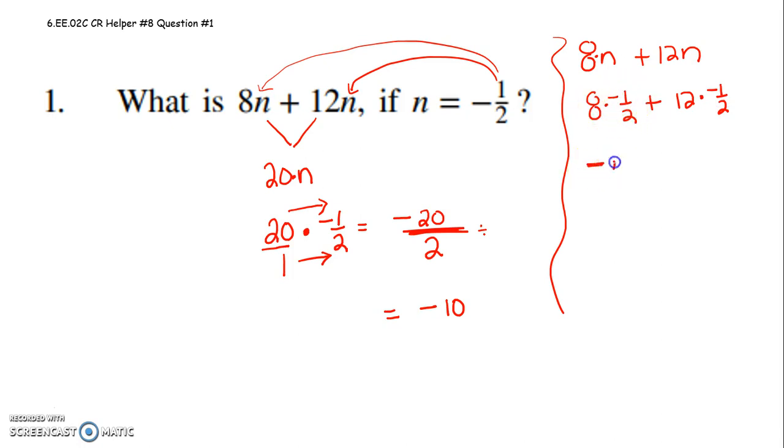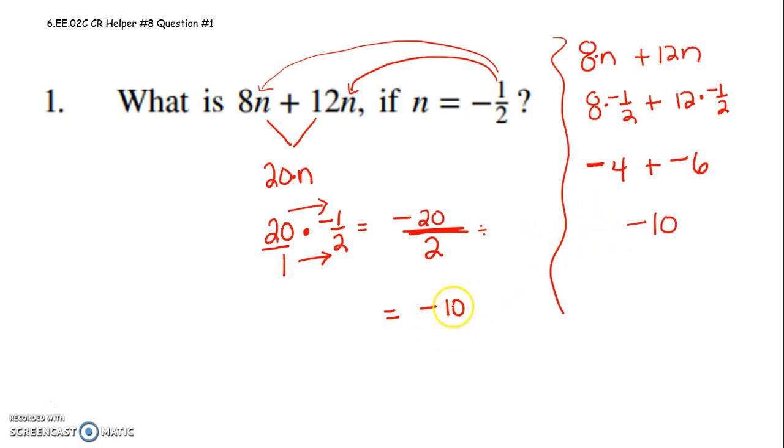Half of 8 is 4. Positive times a negative is a negative. Half of 12 is 6. And what's negative 4 plus negative 6? Signs are the same. Find the sum. Keep the sign. So that would be negative 10.